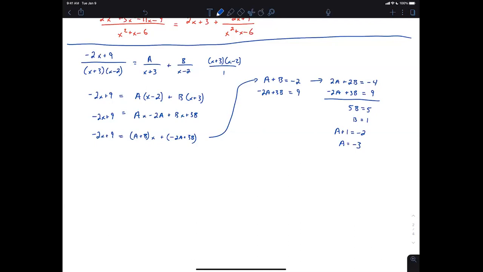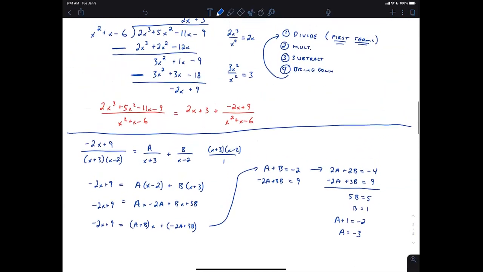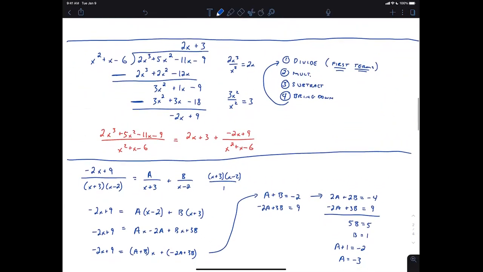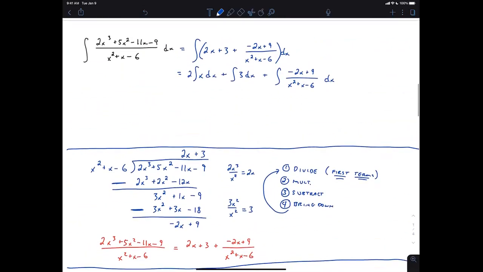All right. So then we're going to rewrite this now as A over x plus 3. So -3 over x plus 3.